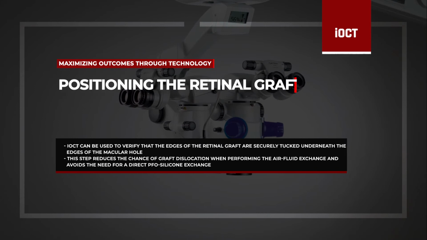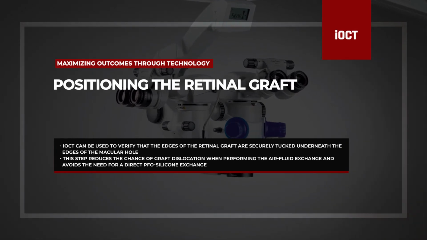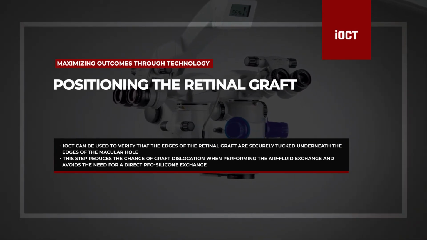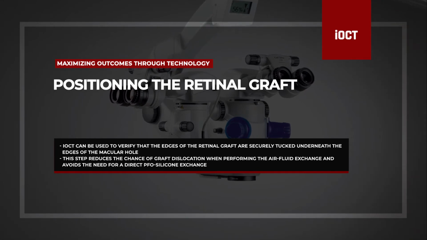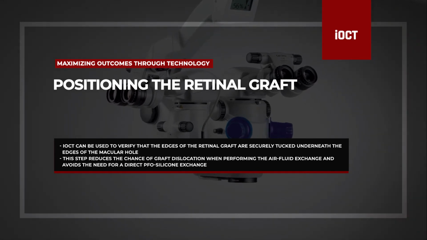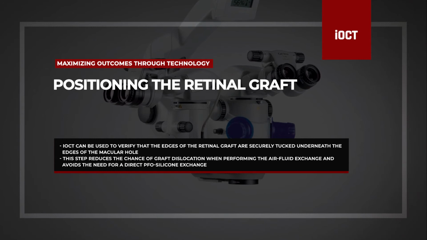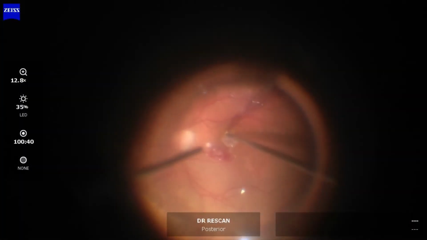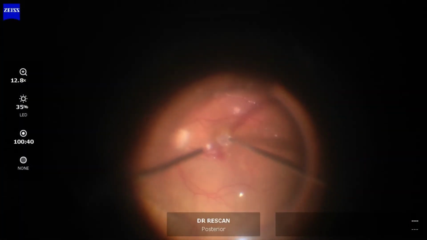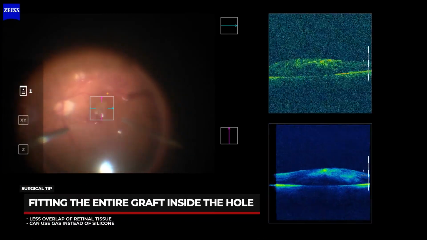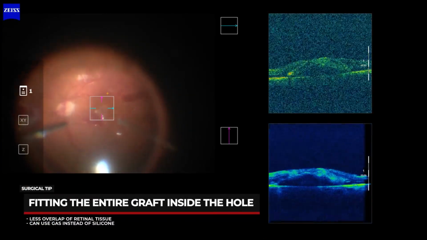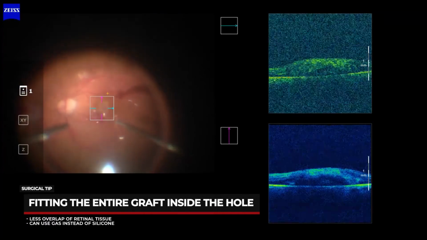In terms of graft positioning, IOCT can be used to verify that the edges of the retinal graft are securely tucked underneath the edges of the macular hole. This step reduces the chance of graft dislocation when performing the air fluid exchange and avoids the need for a direct PFO silicone exchange. We suggest fitting the entire graft inside the hole. This is easily confirmed with the IOCT.